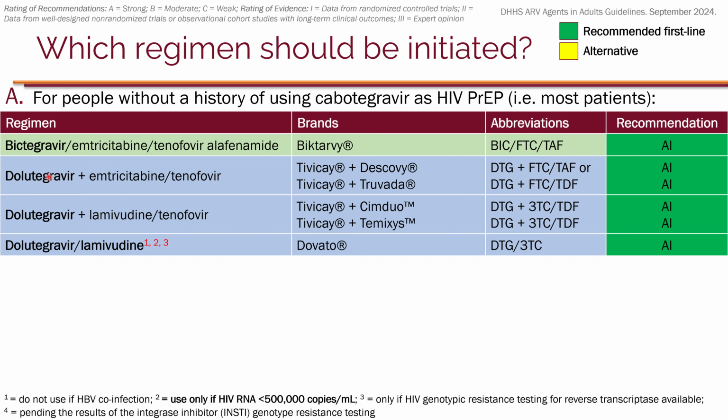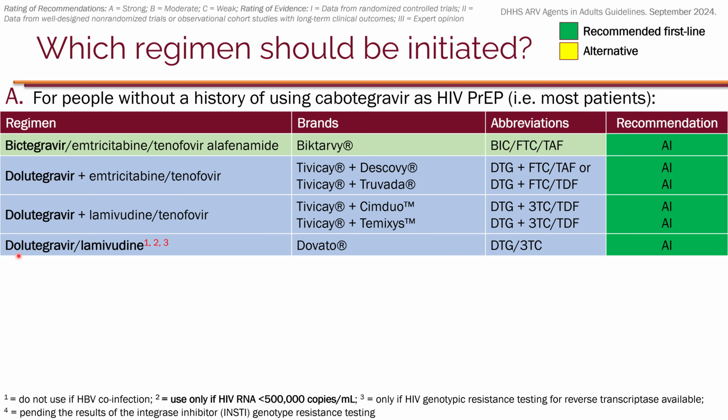We also have Dolutegravir based regimens. We can have a combination of Dolutegravir plus emtricitabine tenofovir, so either tenofovir alafenamide or disoproxil fumarate. This essentially means that you would need 2 tablets, either Tivicay, which is the Dolutegravir part, plus the backbone of Descovy, or Tivicay plus Truvada. So this will essentially have patients on two pills. We also can have Dolutegravir plus lamivudine tenofovir. So it's either Tivicay plus Cimduo or Tivicay plus Temixys.